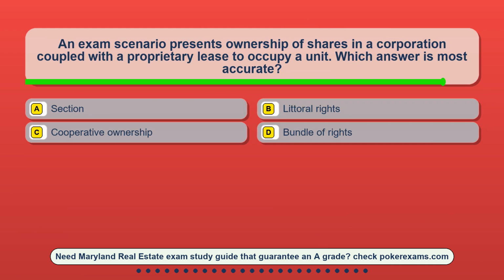Question 7. An exam scenario presents ownership of shares in a corporation coupled with a proprietary lease to occupy a unit. Which answer is most accurate? Option A, section. Option B, literal rights. Option C, cooperative ownership. Option D, bundle of rights.